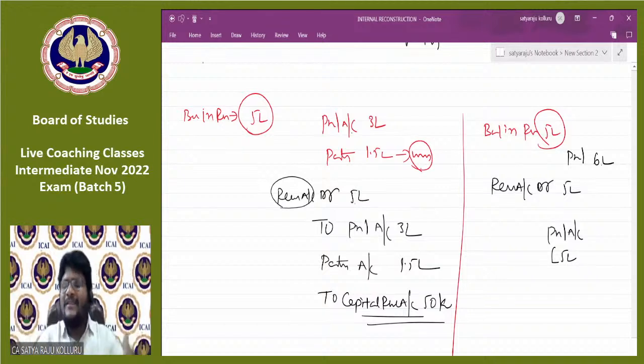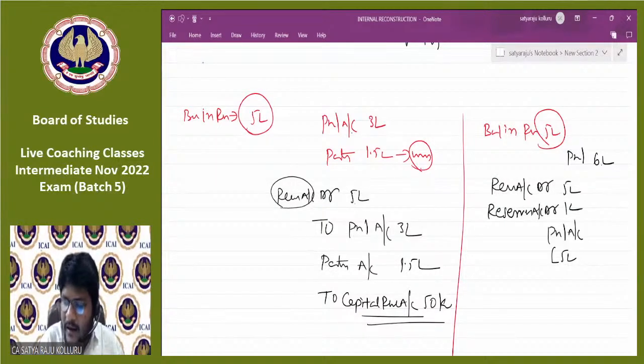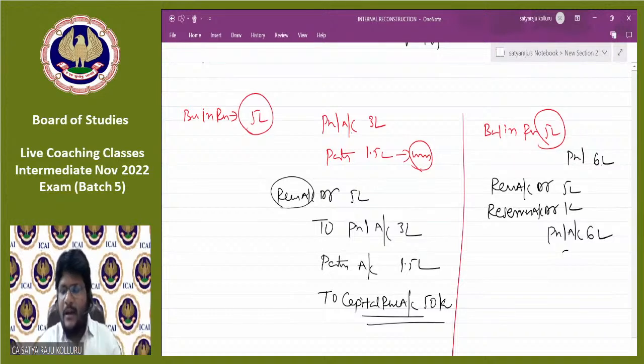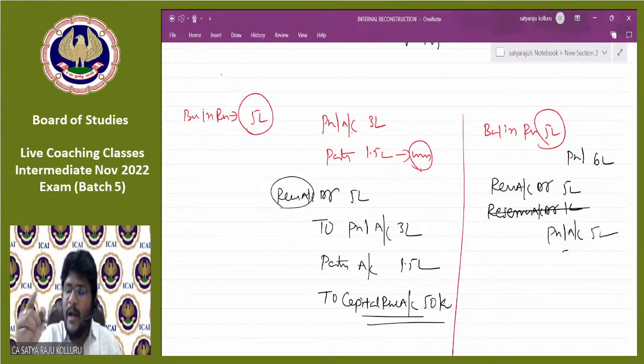If any other reserves are available in the organization, like general reserve or any other reserve, you can use such other reserves. Then you can knock off 6 lakhs. No sir, there is no other reserve available. Then what can I do, sir? If there is no other reserve available, then you can knock off the P&L account up to 5 lakhs only. The remaining 1 lakh of P&L is still shown under the balance sheet.